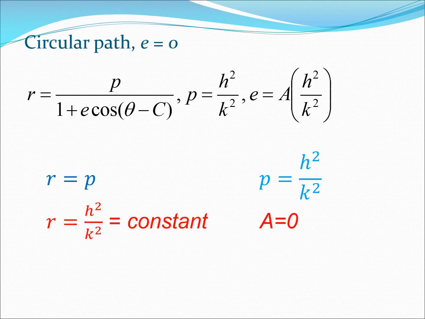So let us start looking at all the special cases for this conic section, starting with the simplest one, which is the circular path. When you have the circular path, e equals 0.